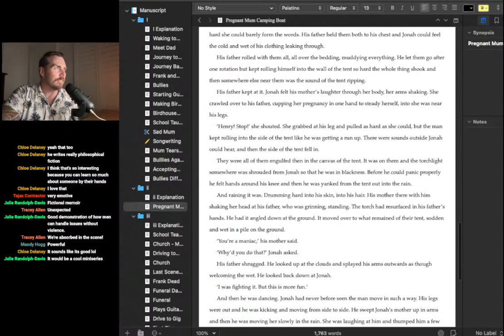So essentially, he just, in a wild frenzy, destroys the whole tent.